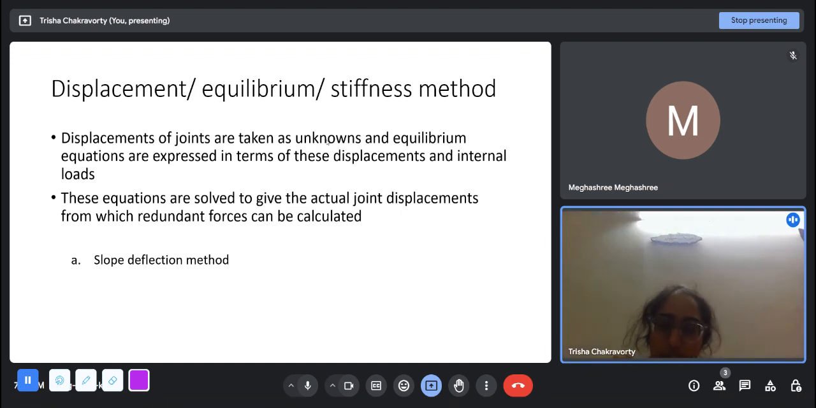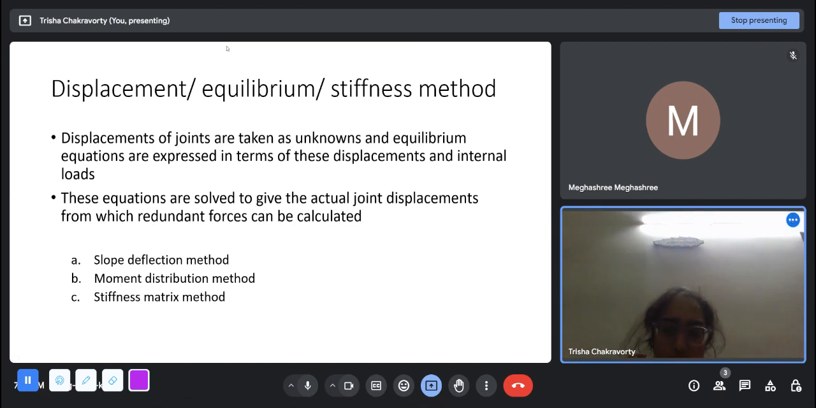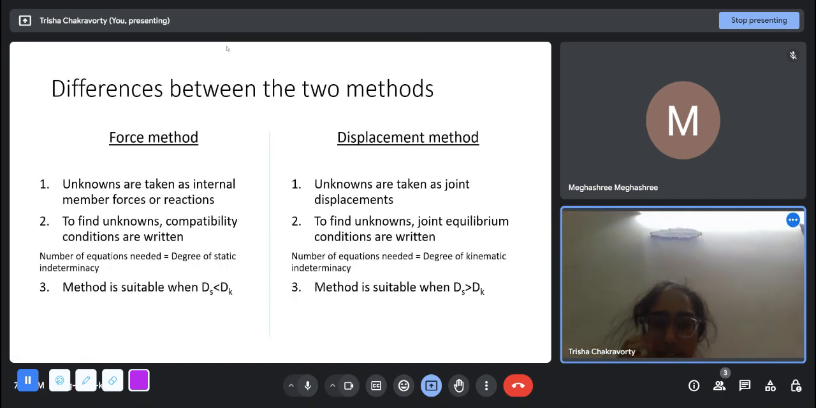So these equations, and there are three methods: slope deflection, moment distribution, and stiffness matrix method, all three of which are important, mainly the first two. These are the differences between the two methods summarized.